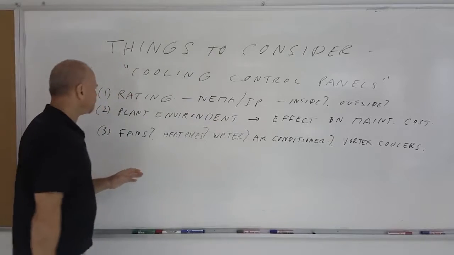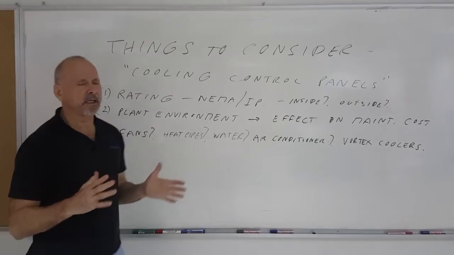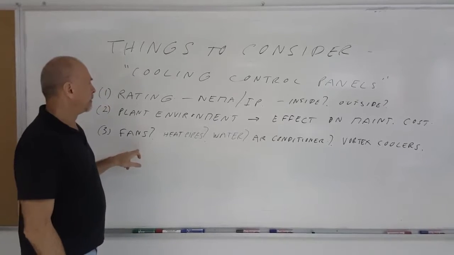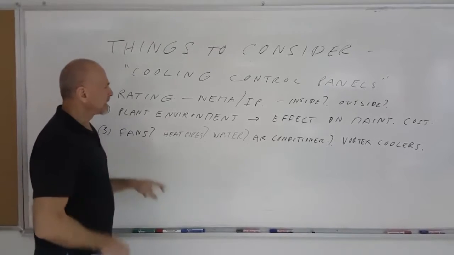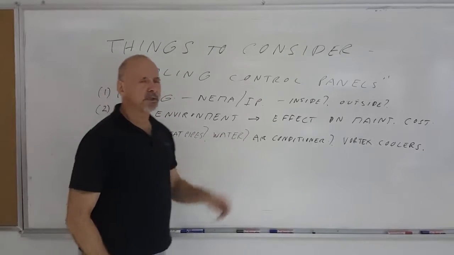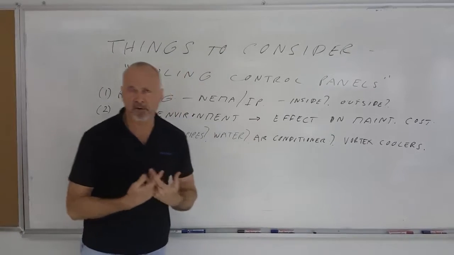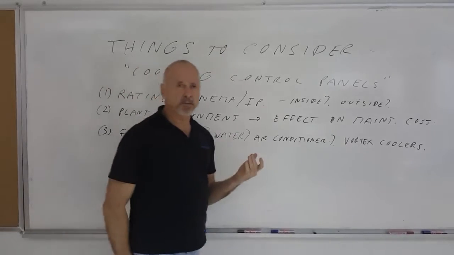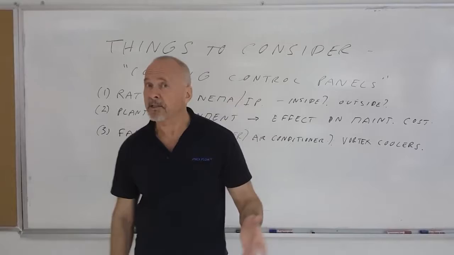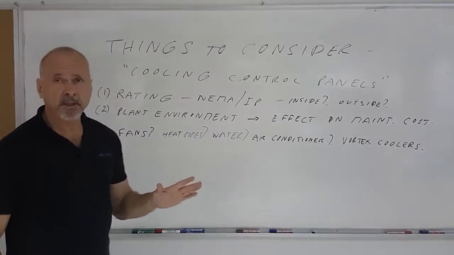For example, if you have a relatively clean environment in the factory, you can put a fan on it. If it's a very high heat load on the inside, you can even use air conditioners on it. But both fans and air conditioners have filters that have to be replaced. Air conditioners in particular also produce condensate, which has to be disposed of, and that's a cost. And these things should be considered.